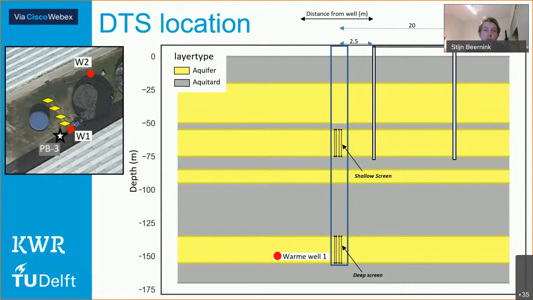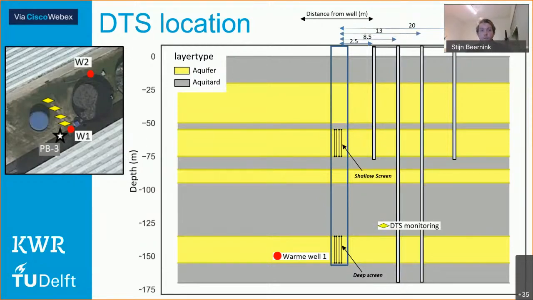And of these four DTS locations, two are shallow. So two cables only measure the shallow screen of the system, and the two in the middle measure also the deep screen. So the shallow aquifer is monitored with four DTS locations, and the deeper aquifer is measured with two DTS locations.